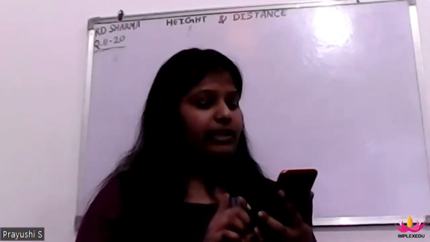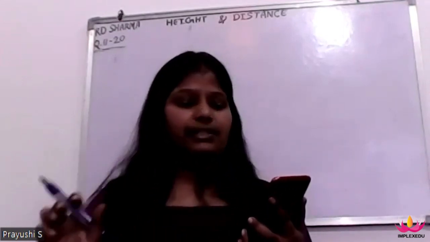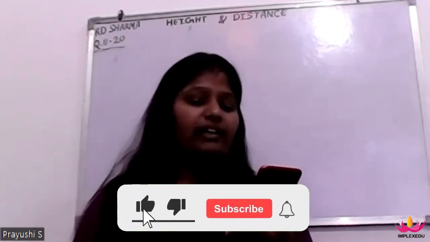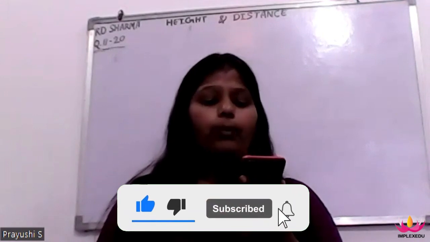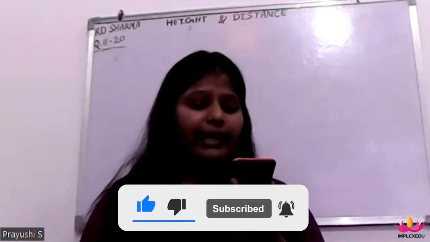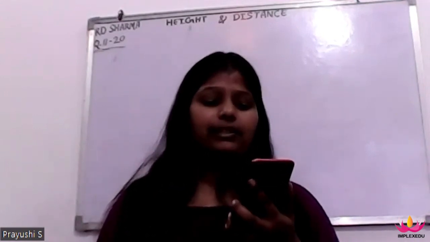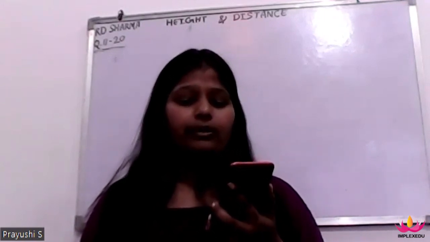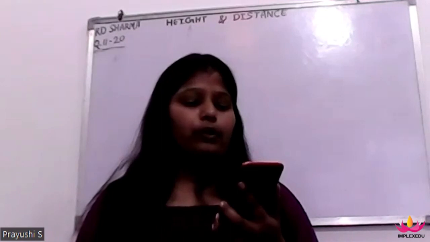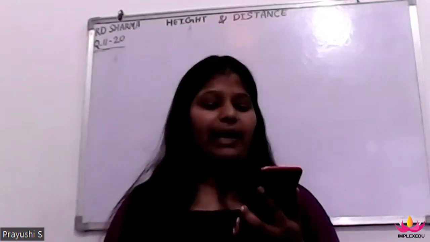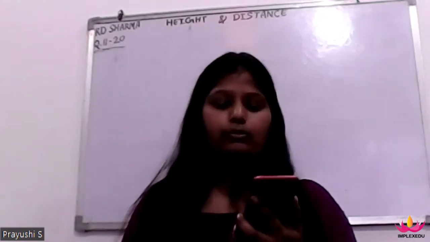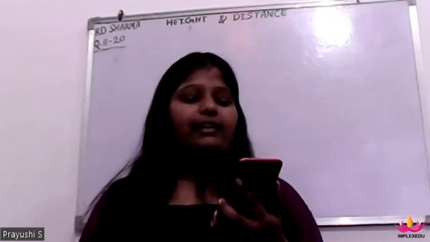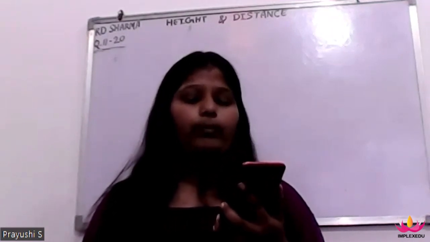Okay, now we are moving to question number 16. The question number 16 is saying the angle of elevation of the top of a tower from a point A on the ground is 30 degree. On moving a distance of 20 meter towards the foot of the tower, to a point B, the angle of elevation increases to 60 degree. Find the height of the tower and the distance of the tower from point A.